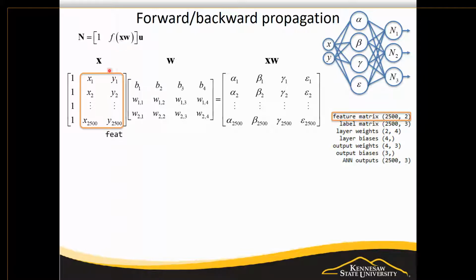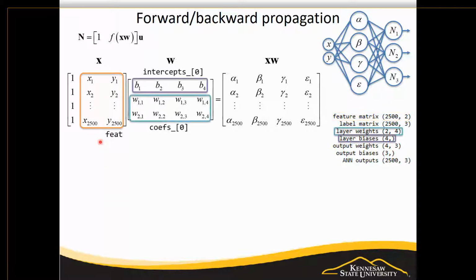Okay? And so these guys right here are the 2 columns in the 2500 features. And I'm multiplying that by the weight matrix. And the way that Scikit-learn represents that is the first row here are the layer biases. There's 4 of them. And then the layer weights are the 2 nodes and the 4 inputs. No, 2 inputs and 4 nodes. I had that backwards. Okay?